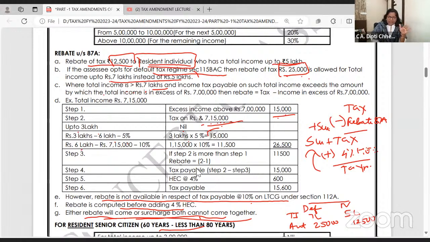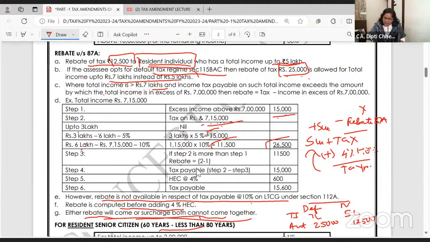Up to 6 lakhs: 0 to 3 lakh, nil tax, basic exemption. Earlier it was 2 lakh 50 thousand, in 115 BAC it is 3 lakh. This can be asked in MCQ. 3 lakh to 6 lakhs, 5%. 6 lakh to 7 lakh 15 thousand, 10%. So your tax is coming to 26,500.